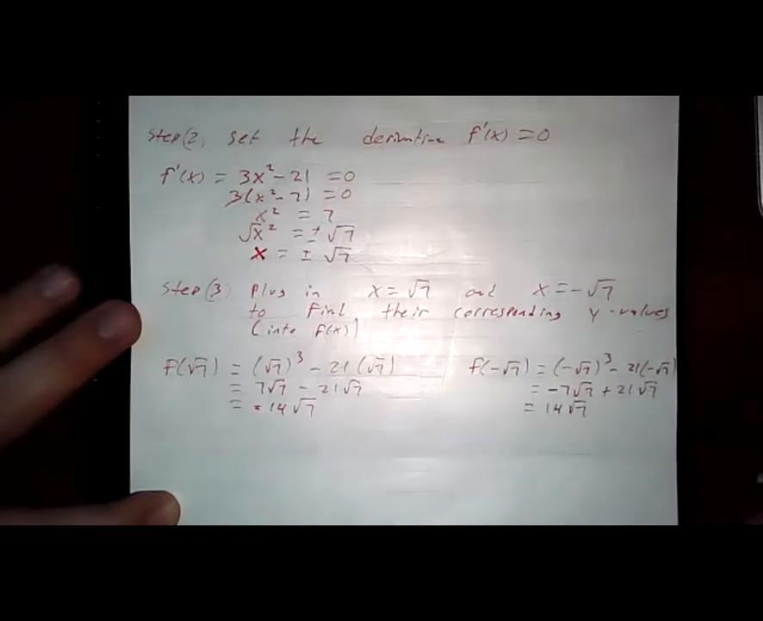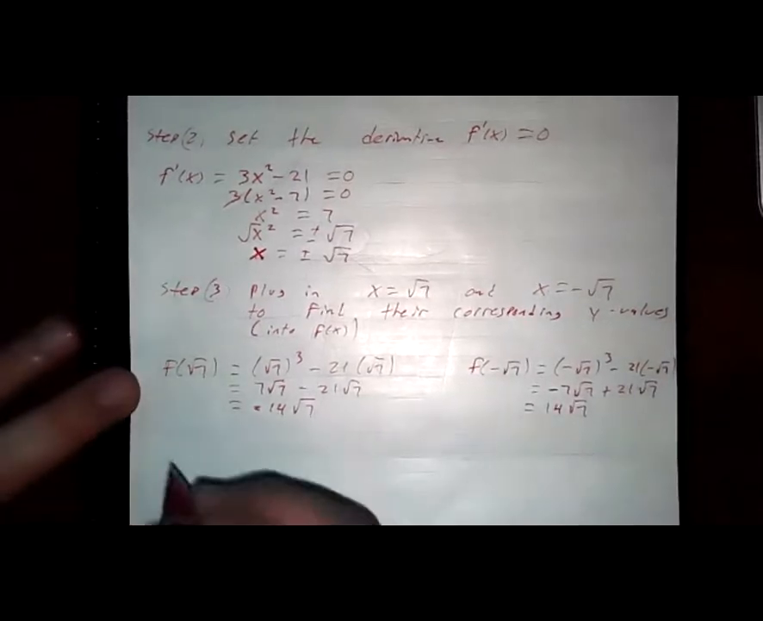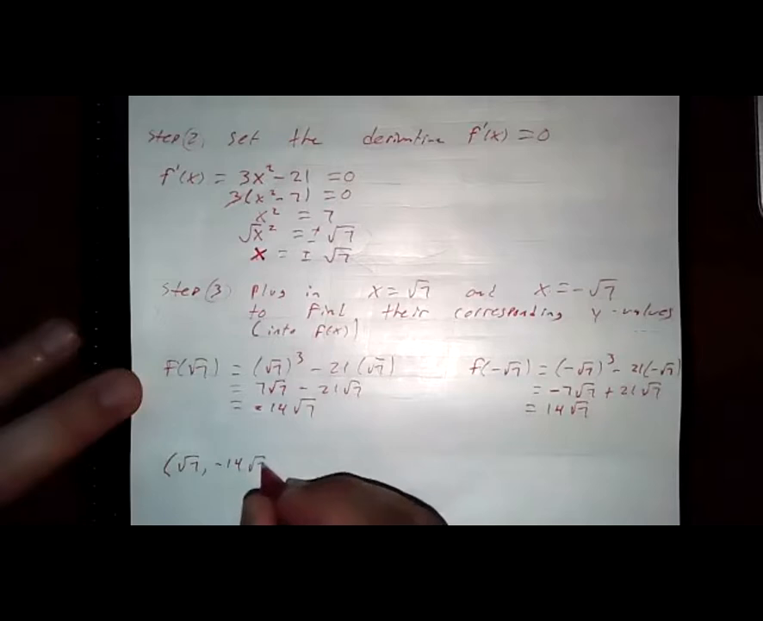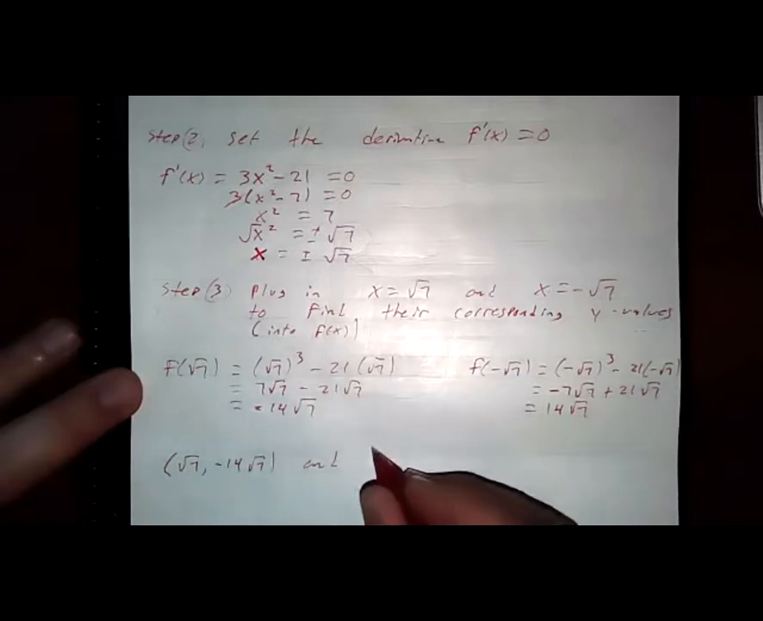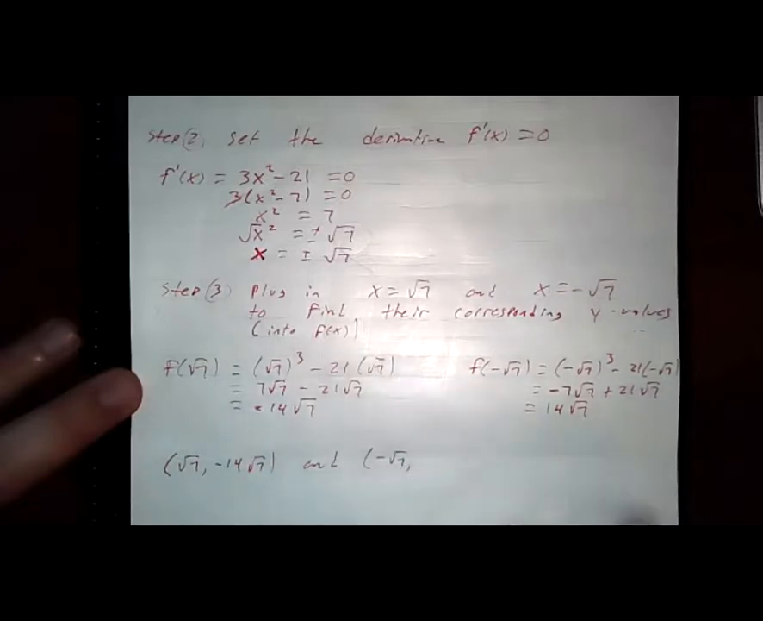There we go. Okay, so the solution will be square root 7, comma, negative 14 square root 7, and negative square root 7, comma, 14 square root 7. So once you solve for the x's, you got to plug them in the original to find the points.